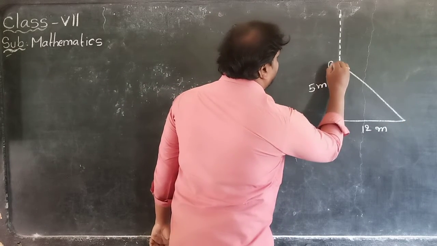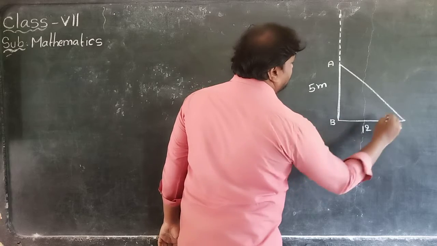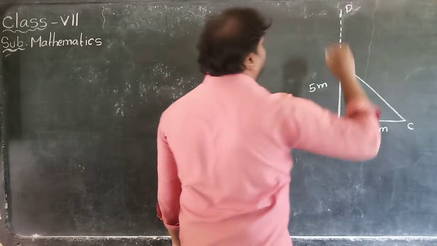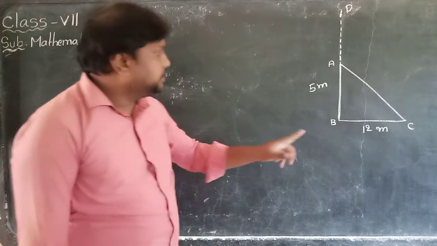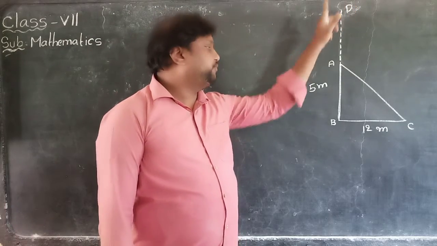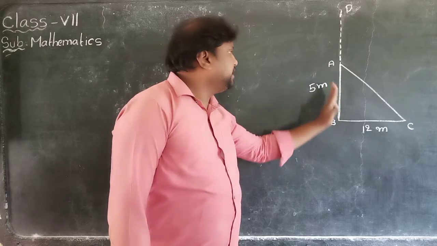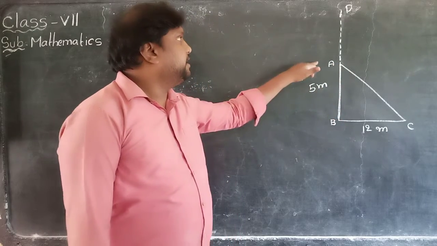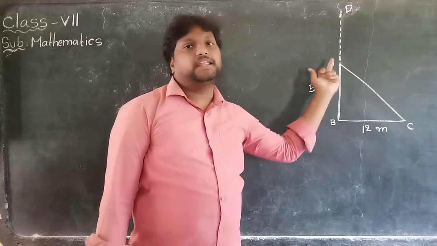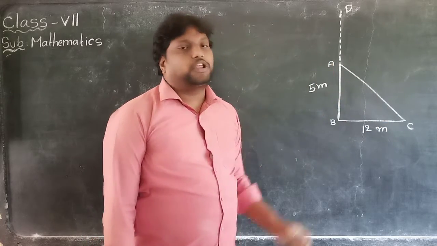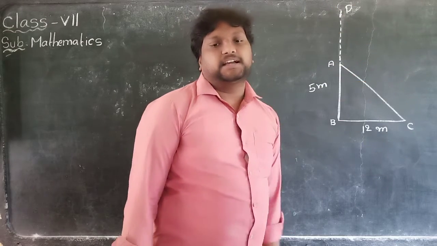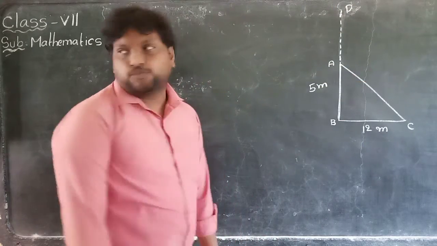This is A, B and C. This is D. But the total height of the tree is BD. Means AB is the down part of the tree, and AD and AC are both equal. Why? Because the same part is broken and touches the ground. From the diagram, you just have to check.